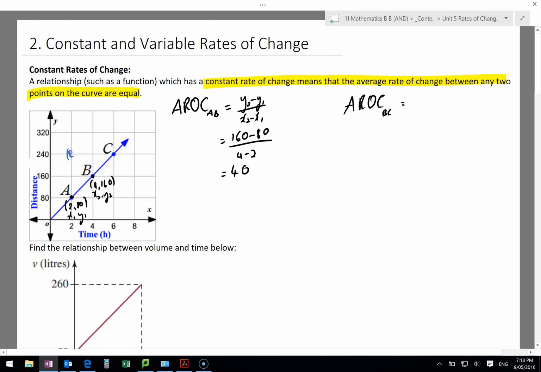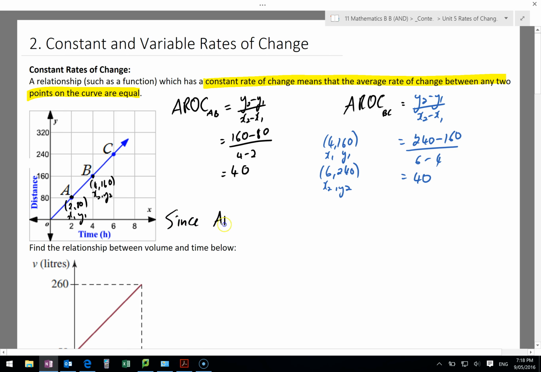Okay, so for my 2 points, 8, 160, which I'll call x1, y1, and 16, 240, which I'll call x2, y2. Average rate of change is the difference between these 2 points: 240 minus 160 on 16 minus 8. Okay, I'm going to get 10.